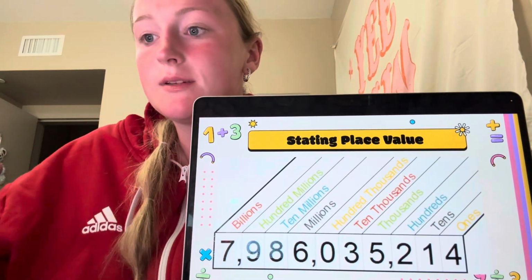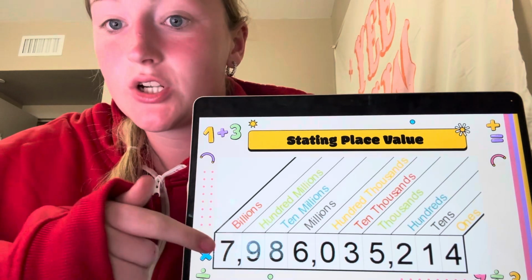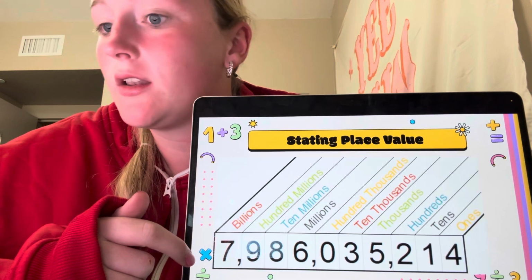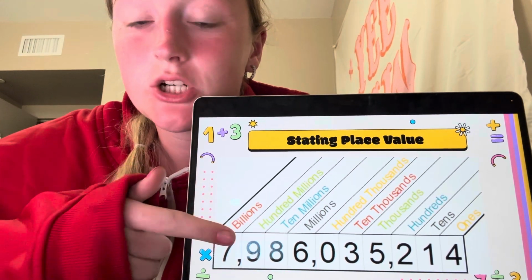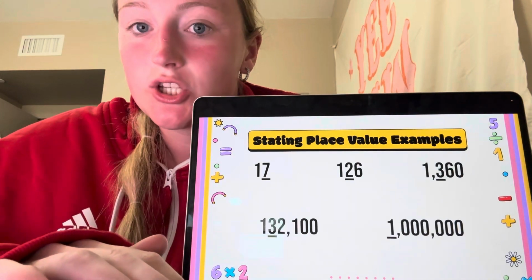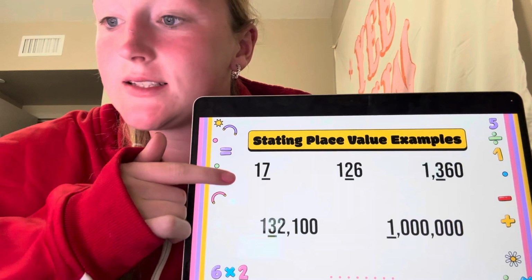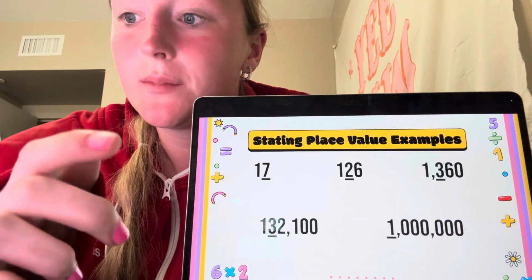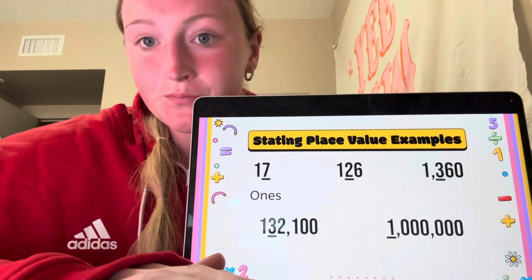The next thing we're going to be discussing is stating place values. So there's a whole lot of place values. It starts in the ones and goes all the way up to the billions. And there's a picture to show all the different place values. So some examples of stating place values is for the number 17, 7 is underlined. So thinking back to the picture from before, the 7 is shown in the ones place.